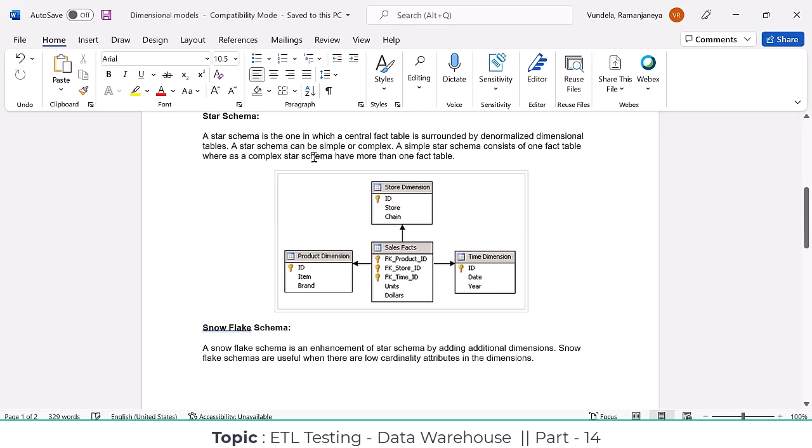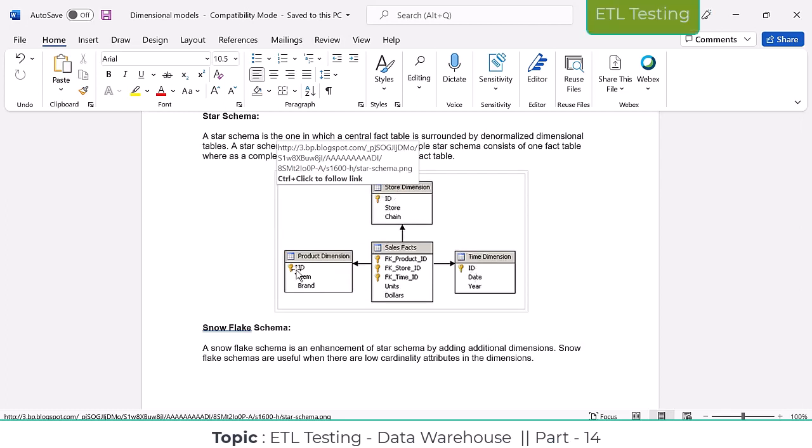You can see, guys, here the sales fact table is connected with the store dimension, time dimension, and product dimension. So here there will be dimension keys. These dimension keys are loaded into the fact table with the suffix FK, foreign key: product ID, store ID, time ID, then units and dollars. These two are the fact measures, which we call measures. The numerical values we call measures in real time.